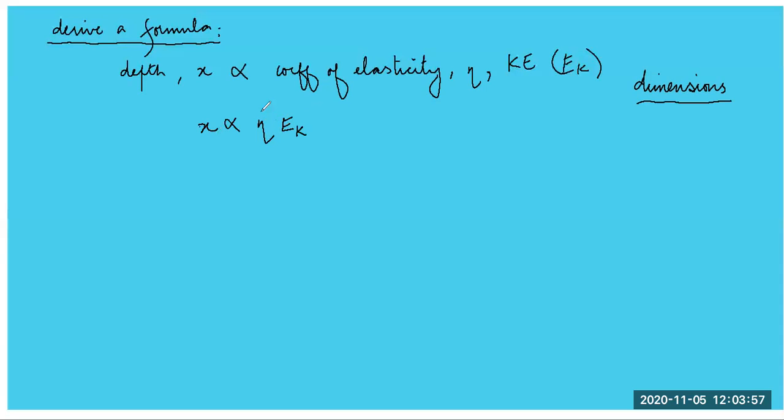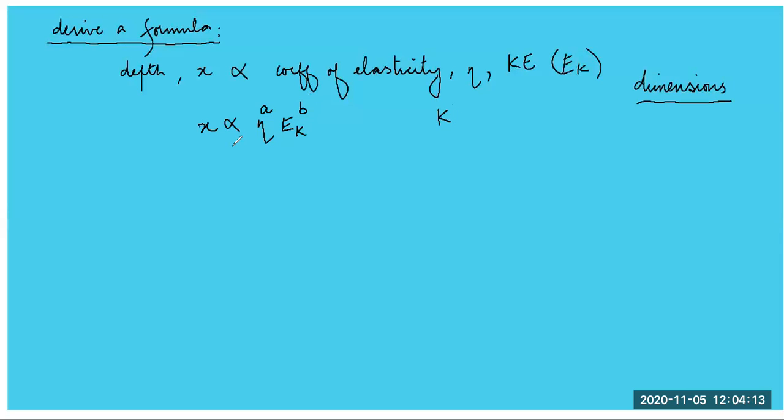We don't know what the indices are. So we assume that the indices for the coefficient of elasticity is a. And for kinetic energy, we assume that the power or indices or dimensions is b. Okay. So we can introduce a dimensionless constant k.